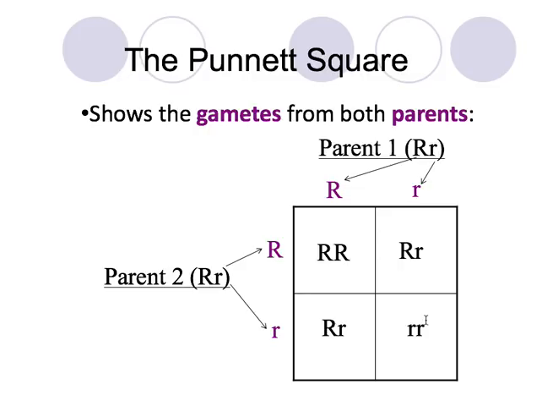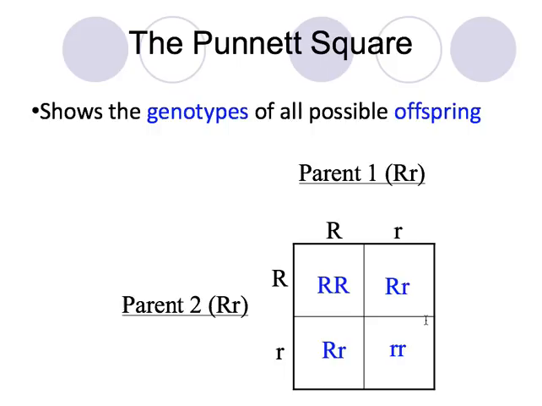And you have the gametes from both parents. So parent 1 I've got sitting on top, big R, little r. And parent 2 I have over to the left side, big R, little r. And so then from there, we fill in the boxes. And when we fill in the boxes, that tells us the genotypes of all of the possible offspring.